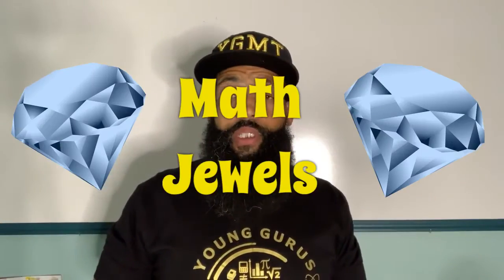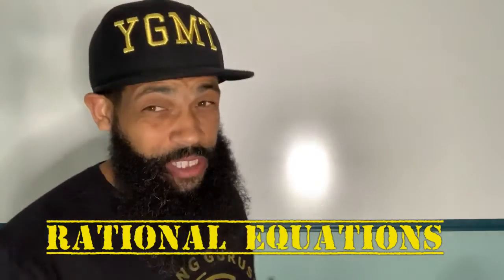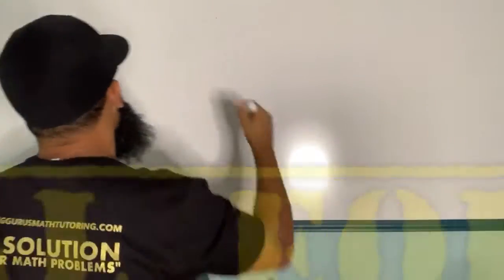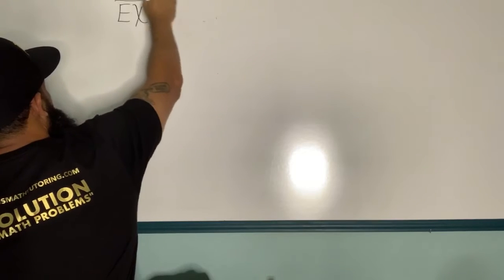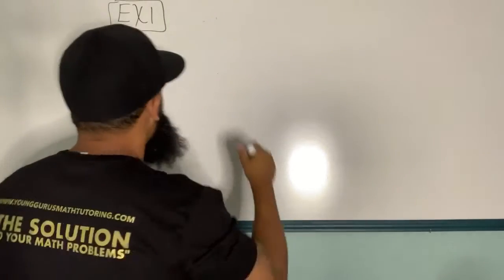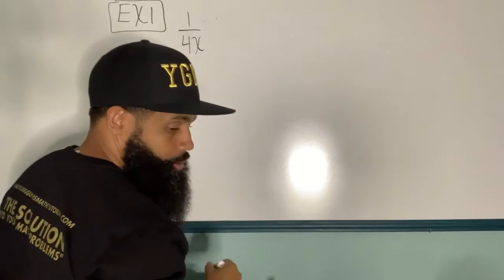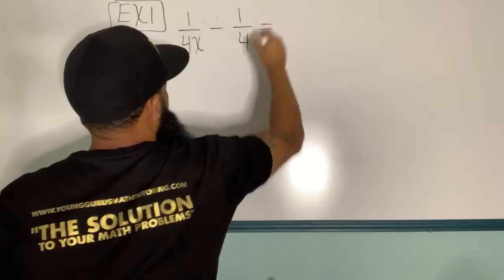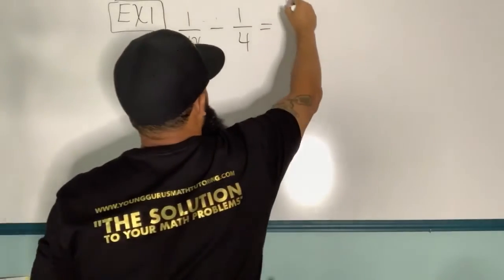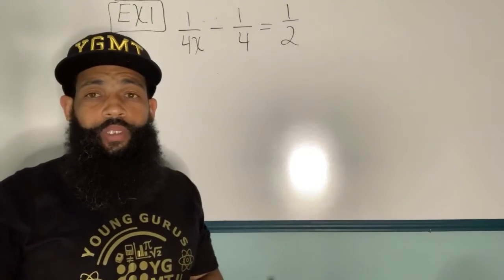In this video, we're going to be solving rational equations. That's right, rational equations. So let's get into the first example. Example 1 looks like this. We have 1 over 4x minus 1/4, and that equals 1/2.